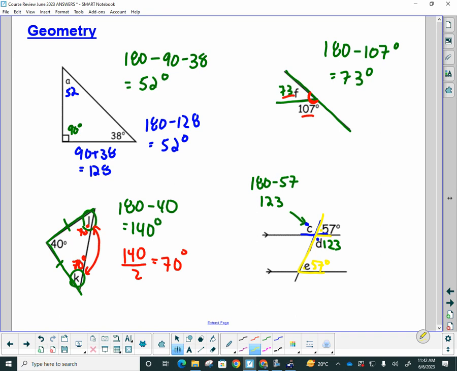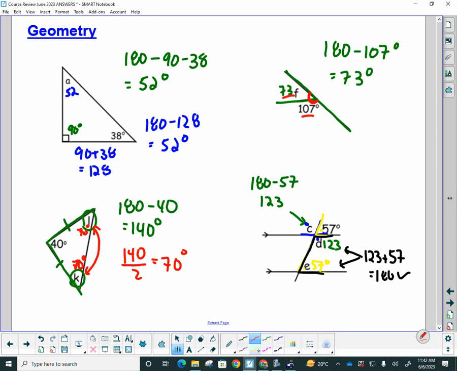Another way to see that it's 57 is to do the C pattern. You see the C pattern goes like this, and the C pattern says that these two must add up to 180. Let's check. 123 plus 57, that's 70, 80, 180, so it's right.